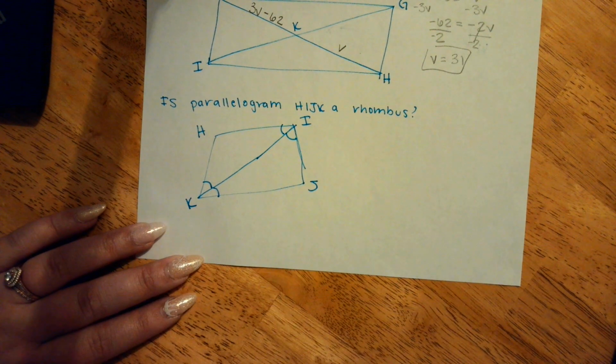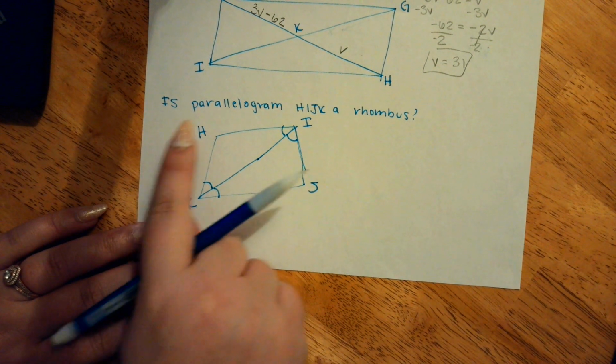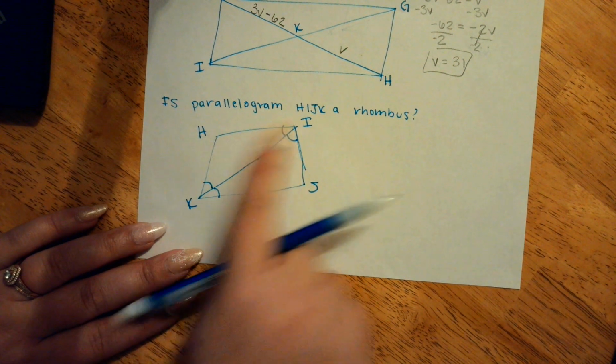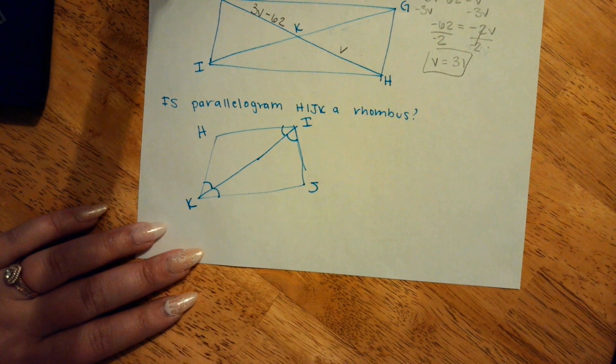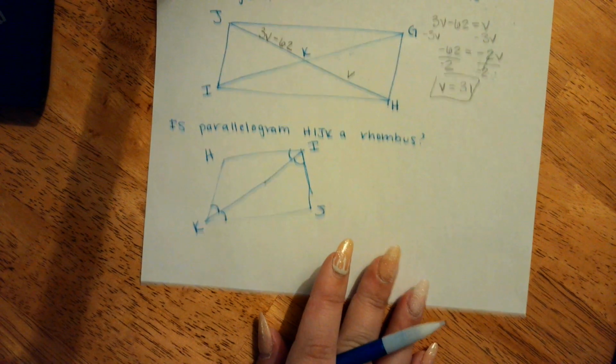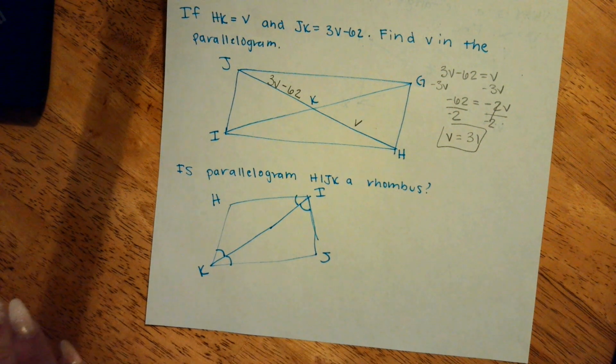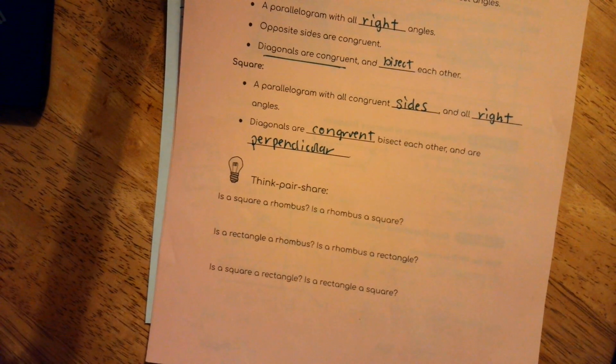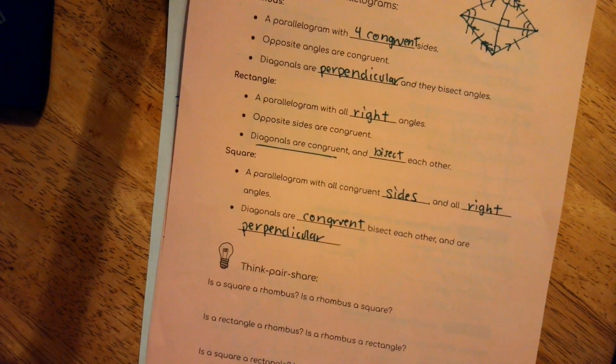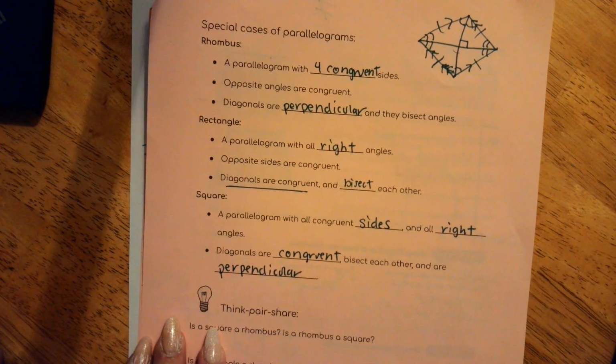All right, next one. In these IXLs, you'll also see some yes or no questions. So here we're asking, is this parallelogram HIJK, is it a rhombus? So let's flip in our notes to our rhombus properties here.